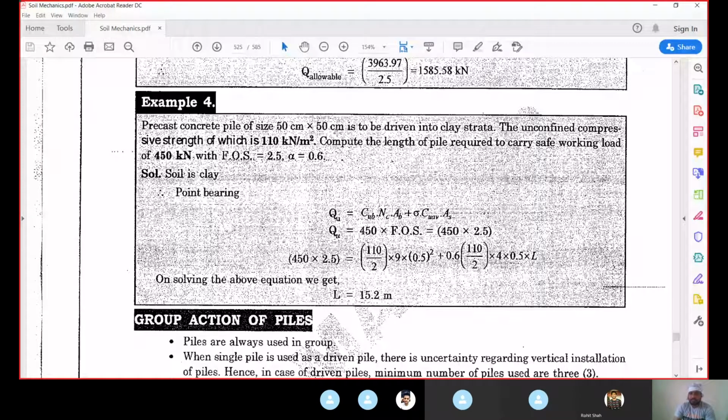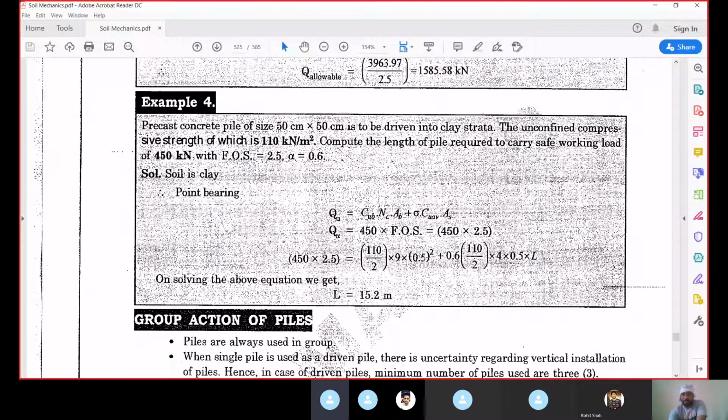Now, since the pile is driven into clay, we have point bearing, so Q ultimate is equal to Cu Nc into Ab plus sigma bar Cu average into As. The ultimate load can be computed as 450 multiplied by the factor of safety, so this is your ultimate load, 450 into 2.5. You are equating it with this undrained cohesion Cu. The compressive strength is given as 110, so Cu is equal to Qu by 2. Then Nc is equal to 9. Base area is 0.5 whole square, just because it is a square section.